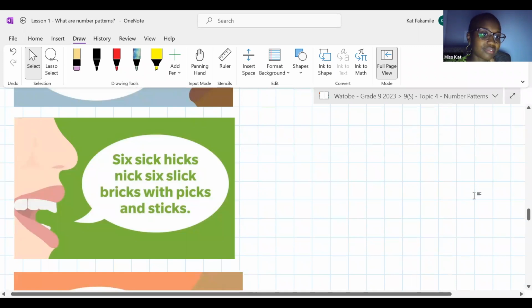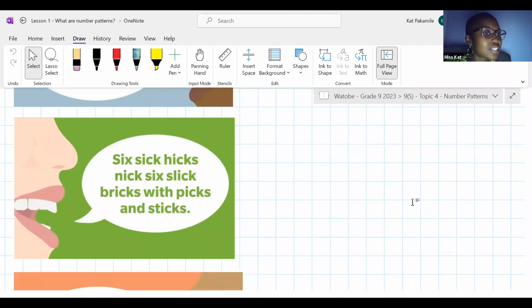Six hicks, nicks, six slicks, bricks with picks and sticks. Six slick what?